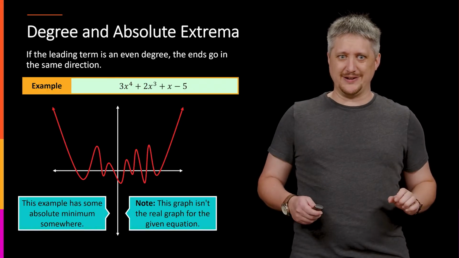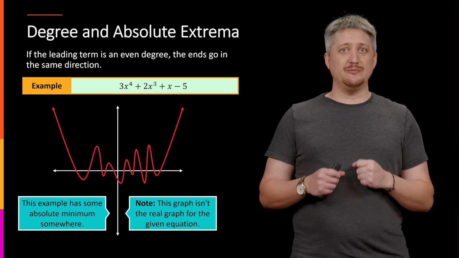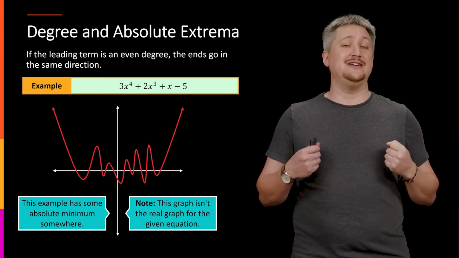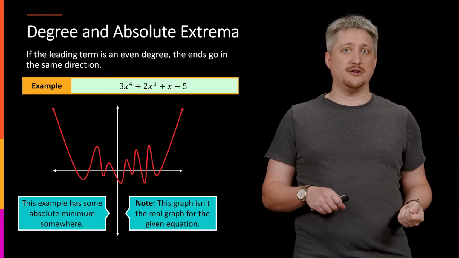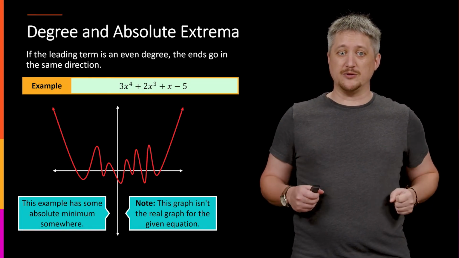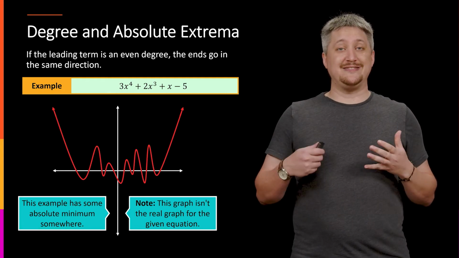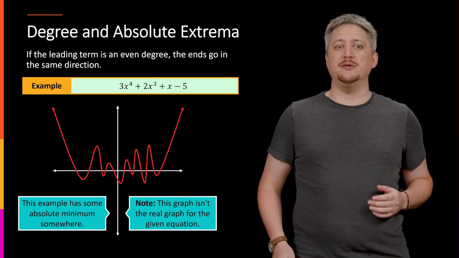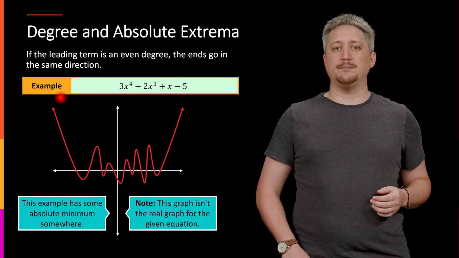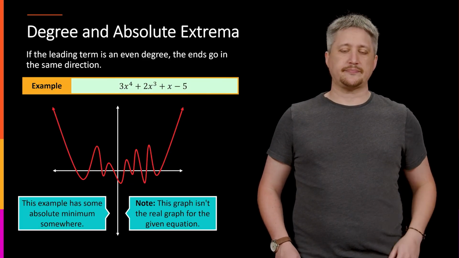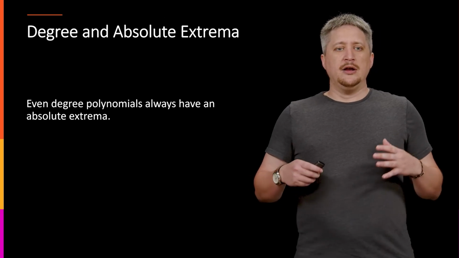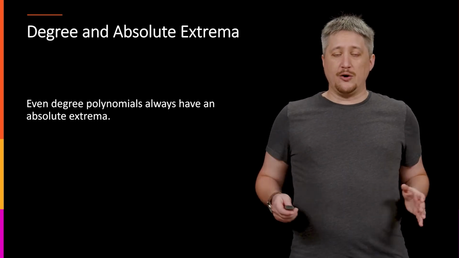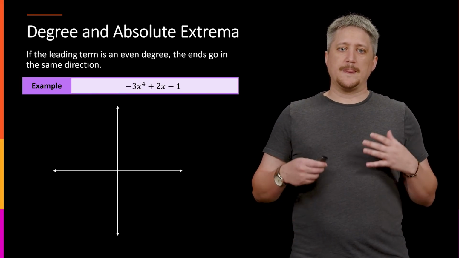But that's the point: without actually graphing the function, without knowing anything about this function, I know, because it is an even power, an even degree polynomial, that it definitely has an absolute extrema, in this case an absolute minimum, because I know they're both going up in this case, okay? All right. So even degree polynomials always have an absolute extrema.